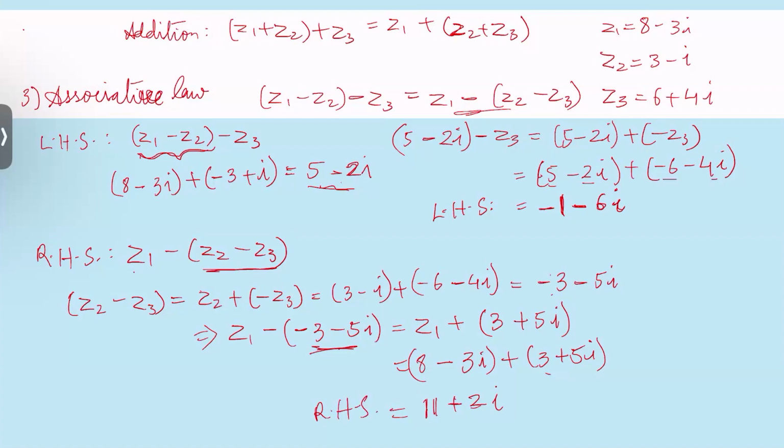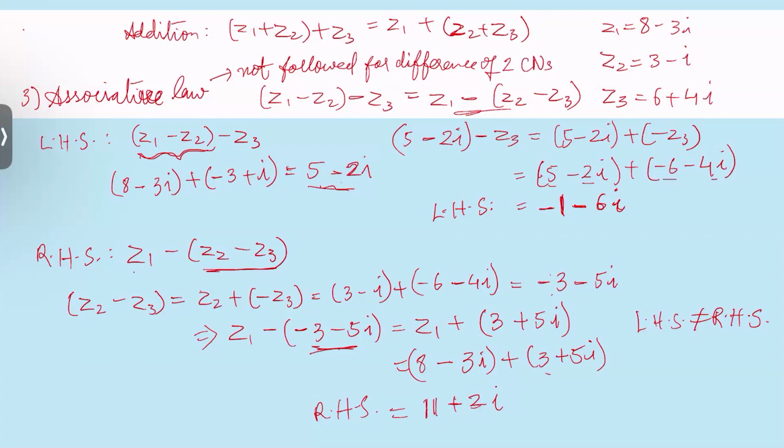As you can clearly see, your LHS is totally not equal to RHS. So we can say that the associative law is not followed for the difference of two complex numbers.